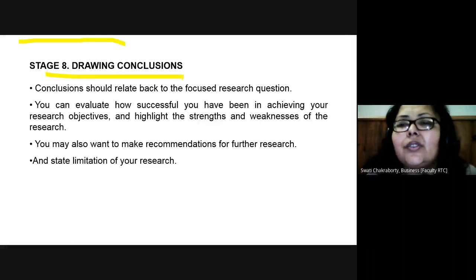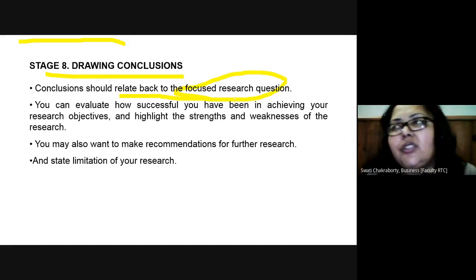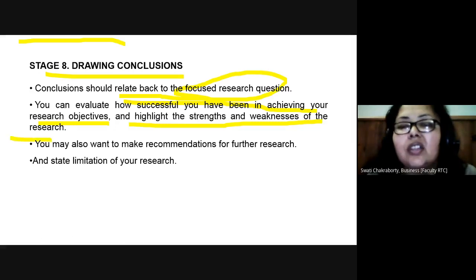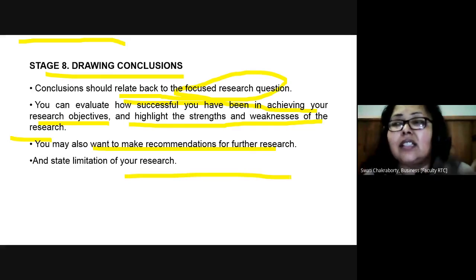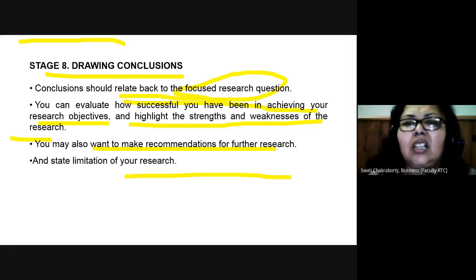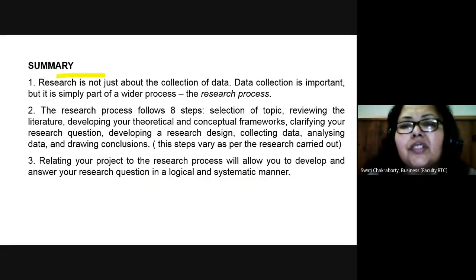So conclusions should actually relate back to your research question. You should be able to evaluate how successful you have been in achieving your research objectives, and you should be able to highlight the strengths and weaknesses of the research when you do your conclusion. You can also make recommendations for future research and state the limitations of your research. What are the limitations? Quick summary of what you've just learned.